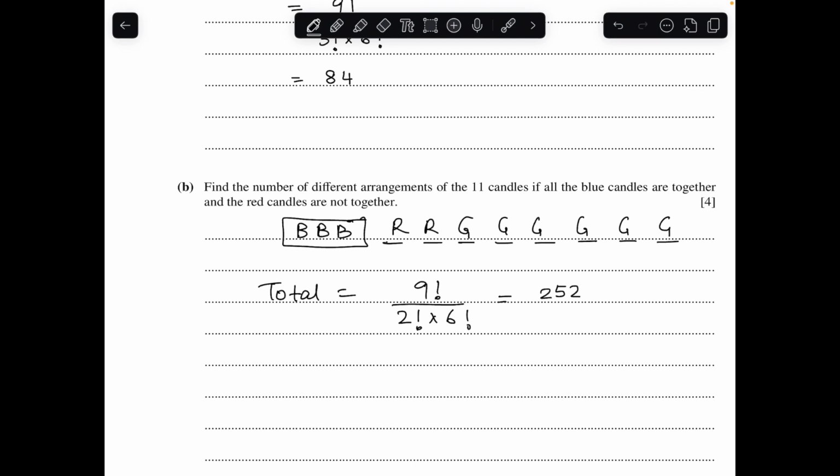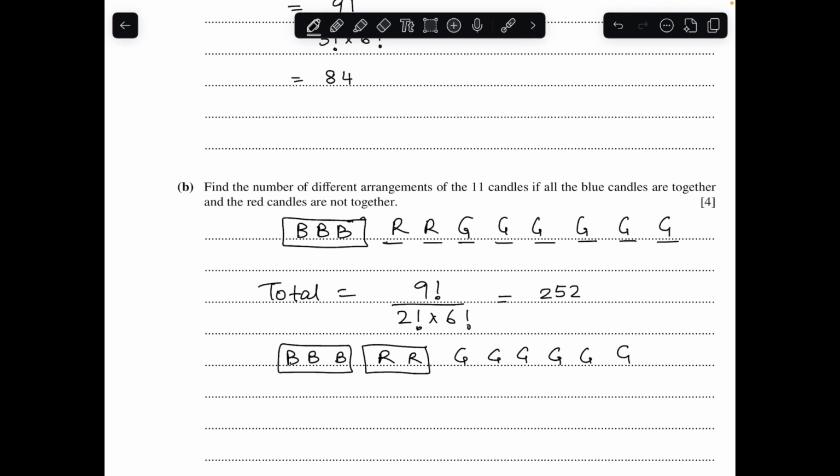Now let's say the reds are also together. If the reds are together, so blues are together and the reds are also together, we are left with only 6 green candles.